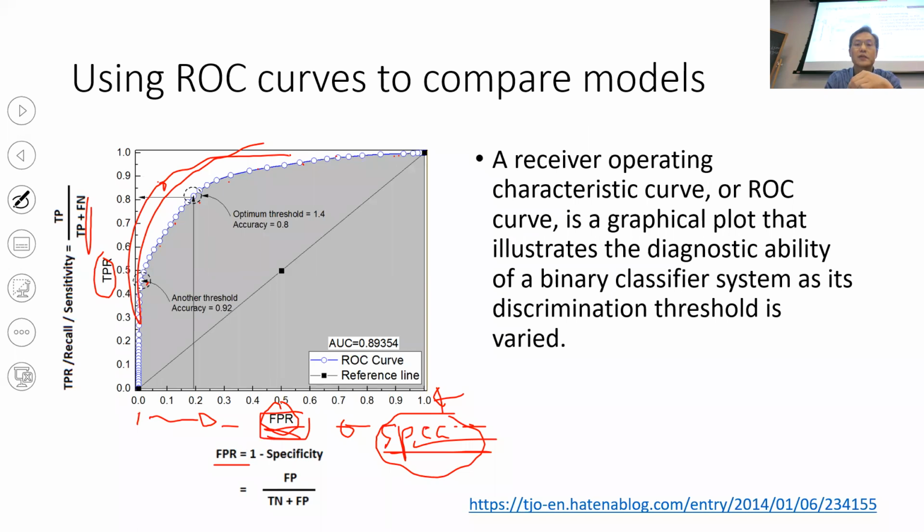If it's a random classifier with no power, you will expect a curve close to this diagonal line, and the area under the curve is relatively small. So you don't want something like this. This will be very close to a random classifier.